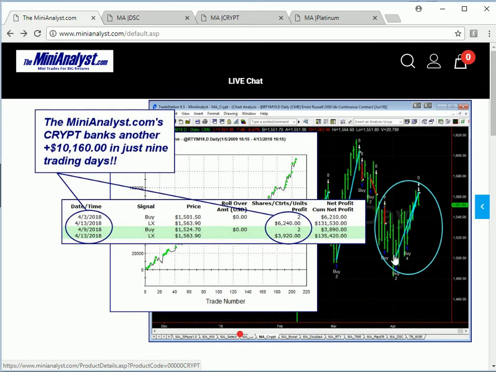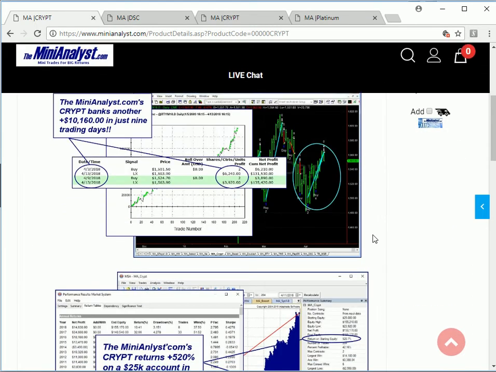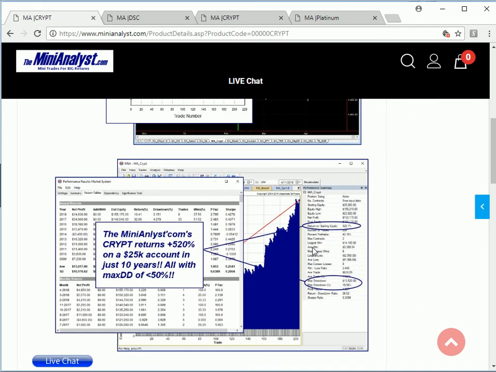$10,160 on 4 lots. So 4 lots, $25,000 portfolio. You can get started with that for just $397 a quarter, which is a quarterly special right now. Now this makes a 520% return on a $25,000 account over the last 10 years. There are your monthly returns, some yearly returns, on a max drawdown of less than 50%.